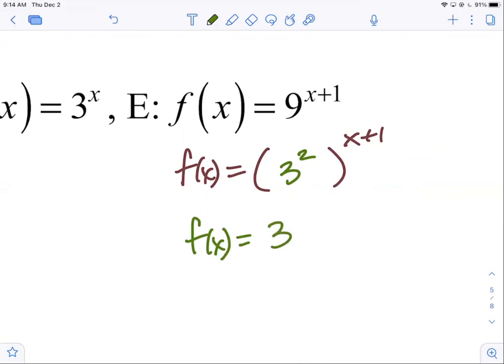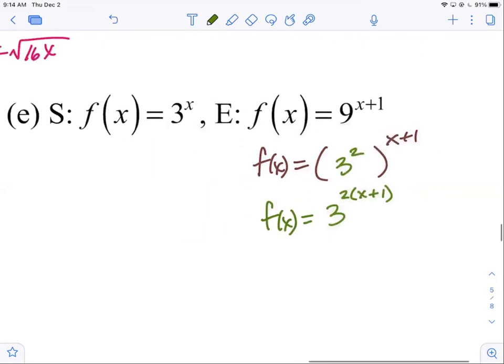When we raise a power to a power, we multiply. But here's the deal. I'm not going to distribute the 2. I'm just going to multiply it, 2 times the quantity x plus 1. The reason we don't want to distribute the 2 is because this is still in standard transformation form. It looks good. So now I have a way to talk about getting from 3 to the x to 9 to the x plus 1. Okay, what does the 2 do to the graph of 3 to the x?